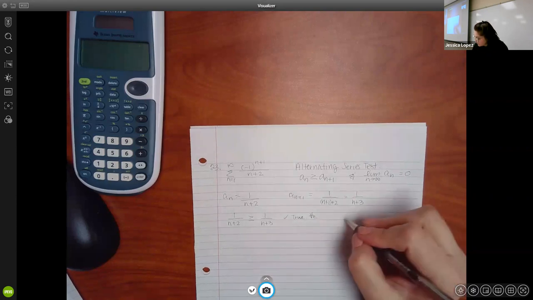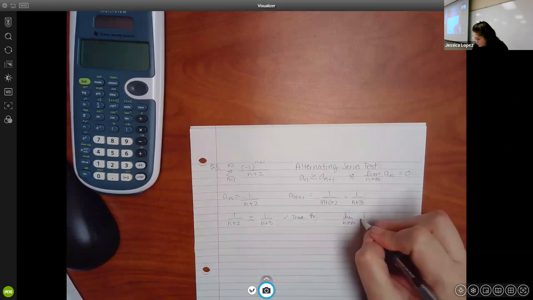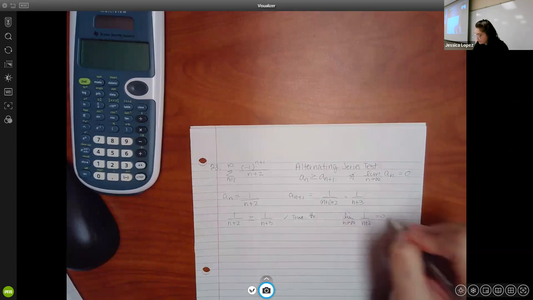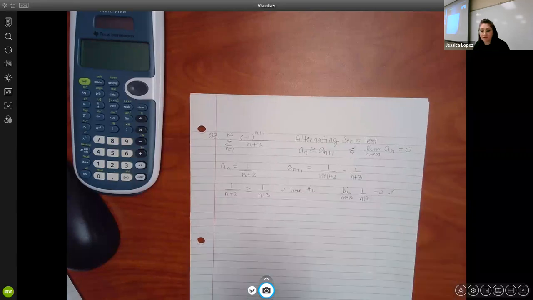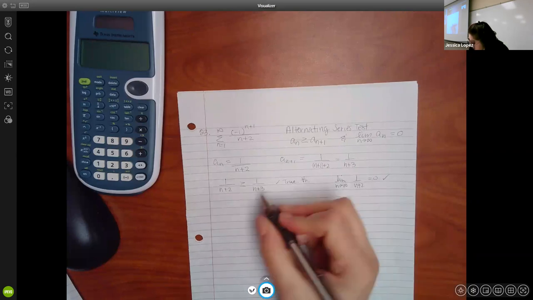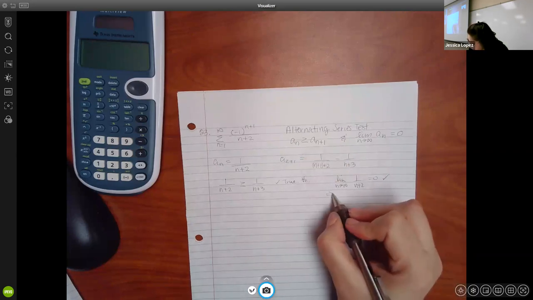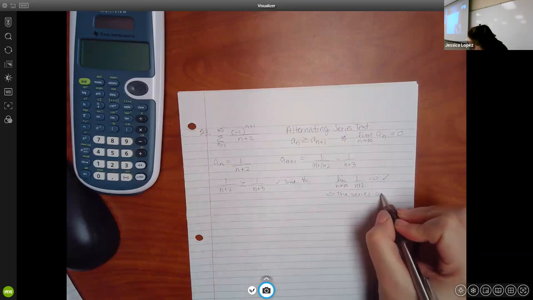And then the last bit we have to show is that the limit of a_n equals zero. And it does, doesn't it? As n goes to infinity, the fraction will go to zero. So this one is true too. And then it says if I have both of those criteria, then it implies that the series converges.